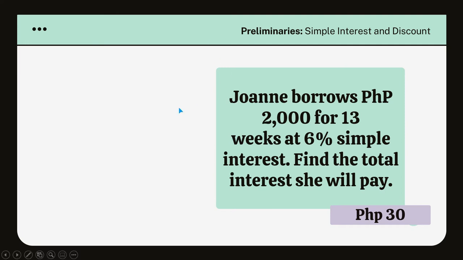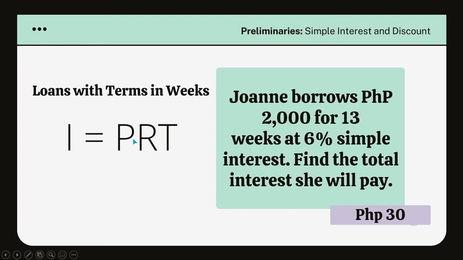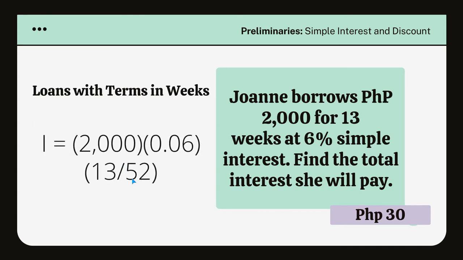during the loan. Okay, so in this case, we've done months, we've done days, let's do weeks. Loans with terms in weeks simply means that you need to convert these weeks into years by dividing by 52. This is because within a year, you have 52 weeks. Afterwards, plug it in our formula like so. There we go. 2,000, 13 over 52, 0.06. Multiply them all together, and of course, you will get the 30 peso answer.